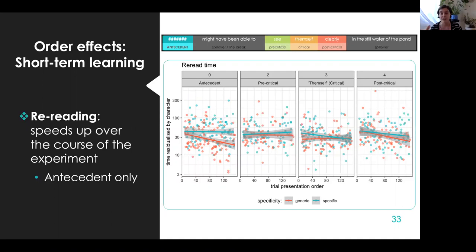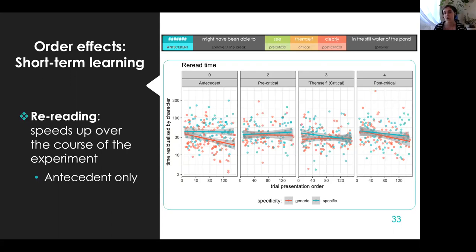But if you look at the antecedent, over the course of the experiment, people ended up reading generic antecedents faster and faster. So that's a pilot, a hairdresser, or someone. Now, they ended up reading them faster, not necessarily at the beginning when they're first reading it, but when they go back to reread it as they're reading through the sentence. So what this could mean, I should say, is that as people go through the sentence, they're getting more and more used to associating the generic antecedent with themselves.